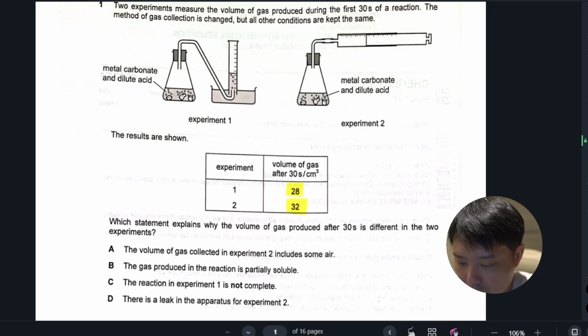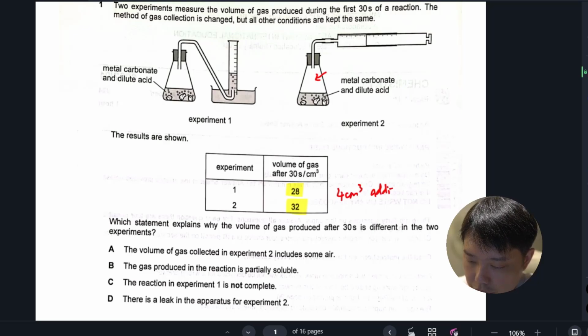Okay, so this is not the reason because anyway, there will be some air in this area which will get pushed out anyway. Okay, so by right, the amount of air that is displaced should be the same as experiment 1. Okay, so that doesn't explain why there is additional 4 cm cube of additional gas was produced. Okay, so option A doesn't really explain it.